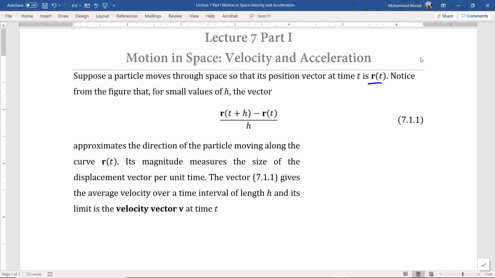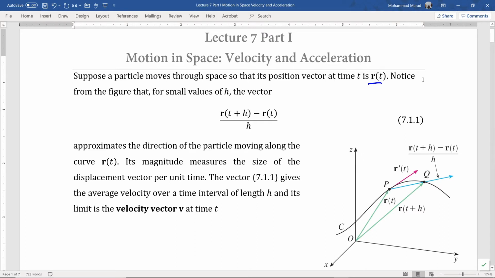Notice from the figure that for small values of h, the vector in equation 7.1.1 approximates the direction of the particle moving along the curve r of t. Its magnitude measures the size of the displacement vector per unit time.